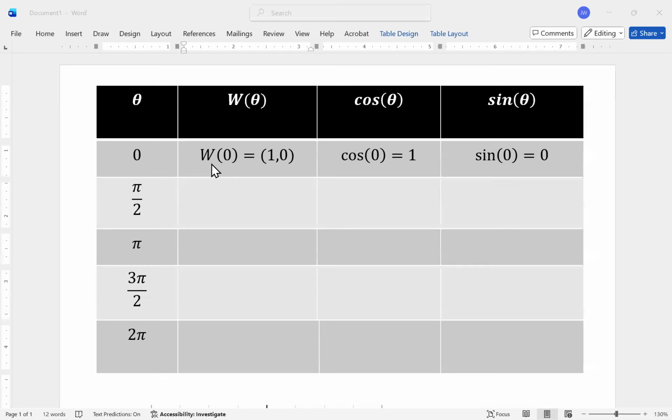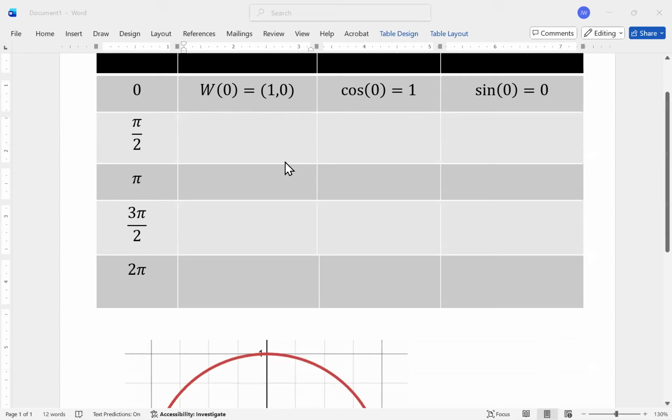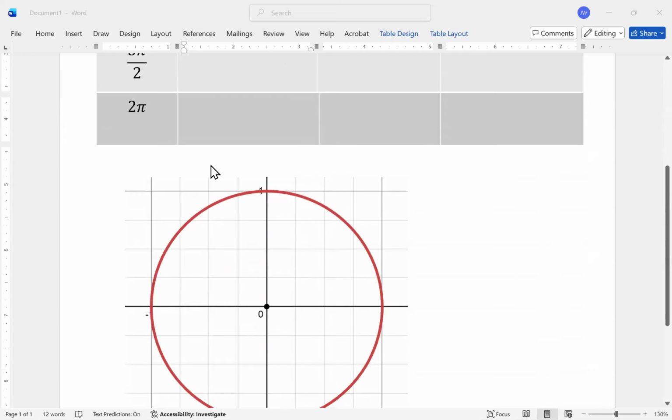So here I've written that on the table. The wrapping function at angle 0 is the point (1, 0), which means cosine of 0 is equal to 1. That's for the x value. And sine of 0 is equal to 0. That's the y value. We can do a very similar thing with pi over 2.